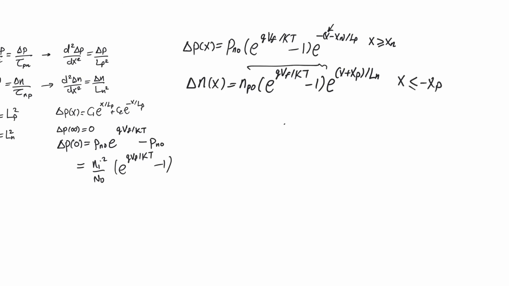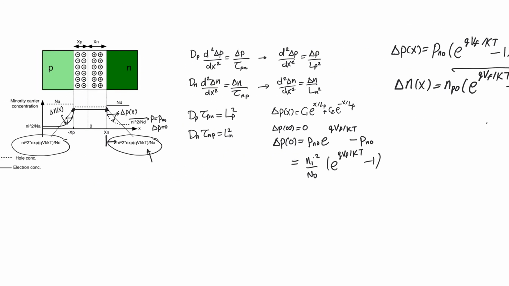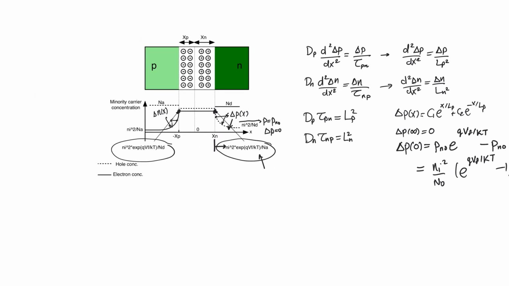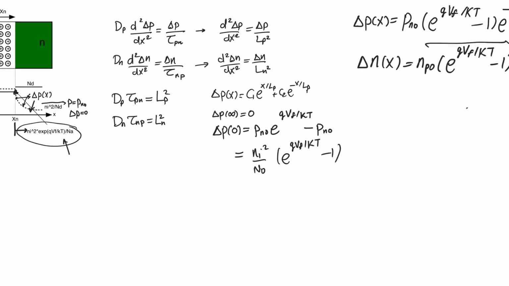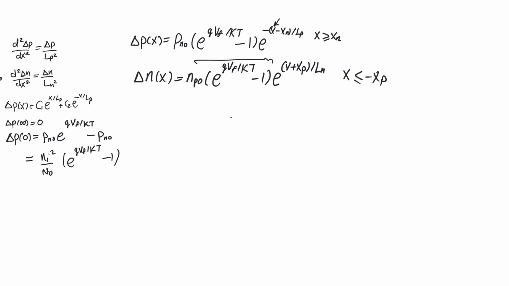Now we have expressions describing the graphs, these two curves describing the excess carrier levels on the n side and the p side, but we want to re-express these in terms of currents. So how do we get a current expression from this? How can we use these to get currents?